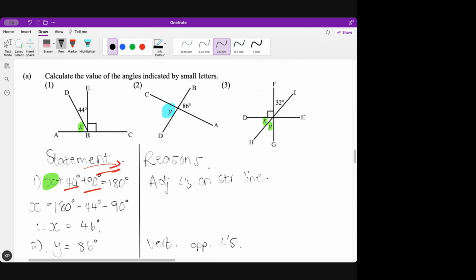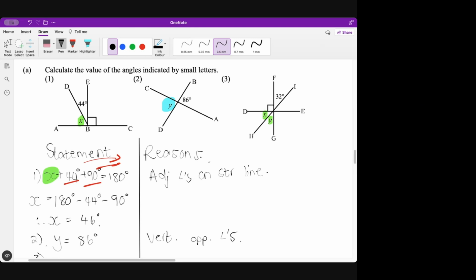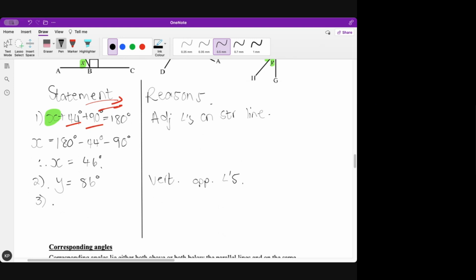All right, guys, let's look at number three. I have an X and a Y. I don't know where you guys want to start. You can actually start wherever. The reason we use reasons is because there are so many ways to solve this. I can see at least a few ways that I can solve y and a few ways that I can solve x. So Seth has already solved it. Y is equal to 32 degrees. What's my reason? Yes, vertically opposite angles.